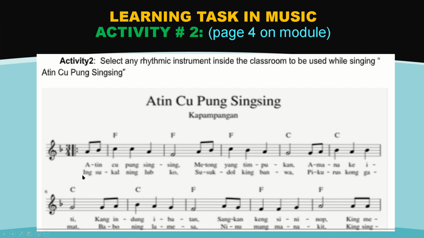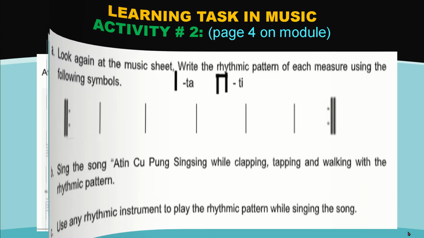1, 2, 3, 4, 5, and 6. There are 6 measures in 3/4 time signature. Now, what are you going to do in this activity?